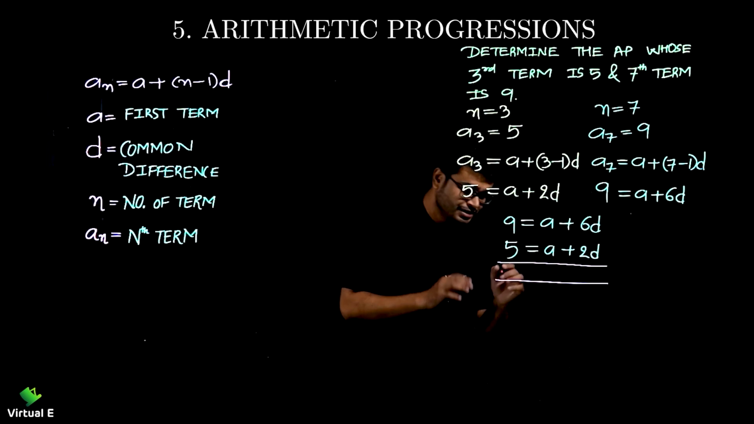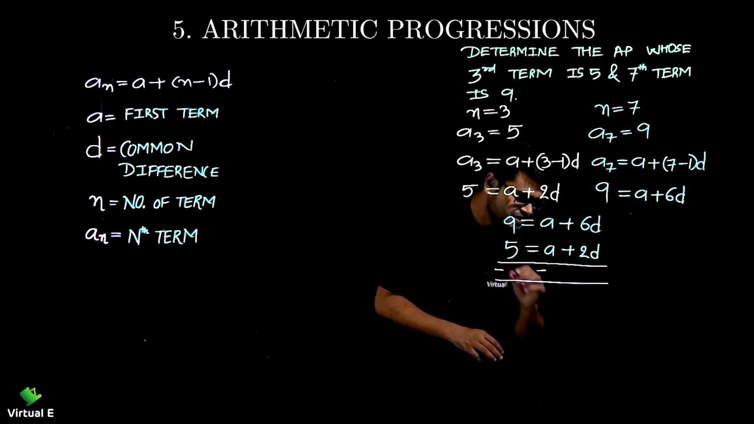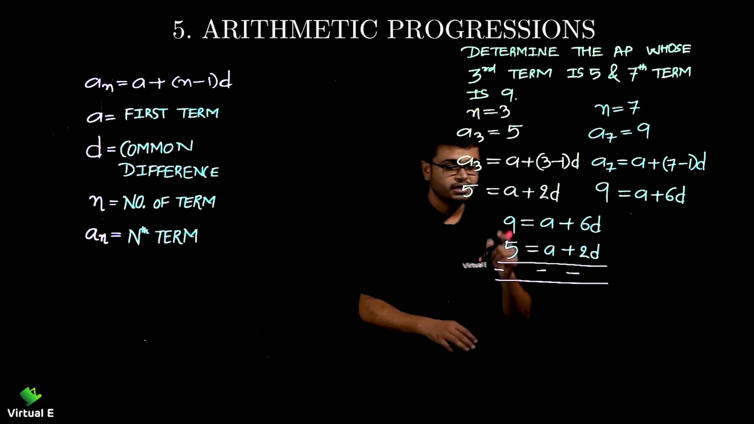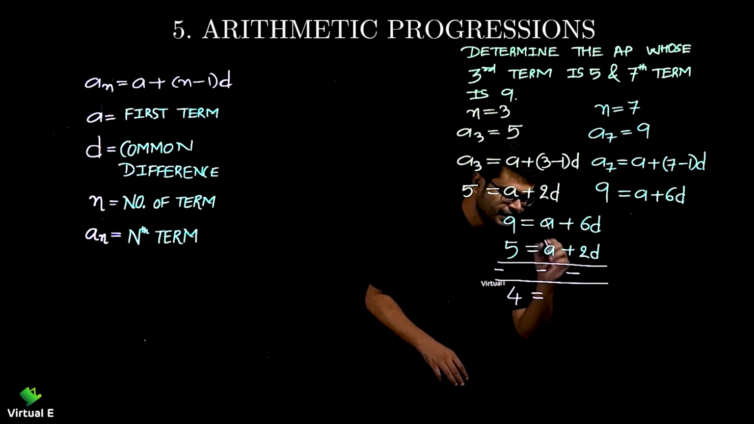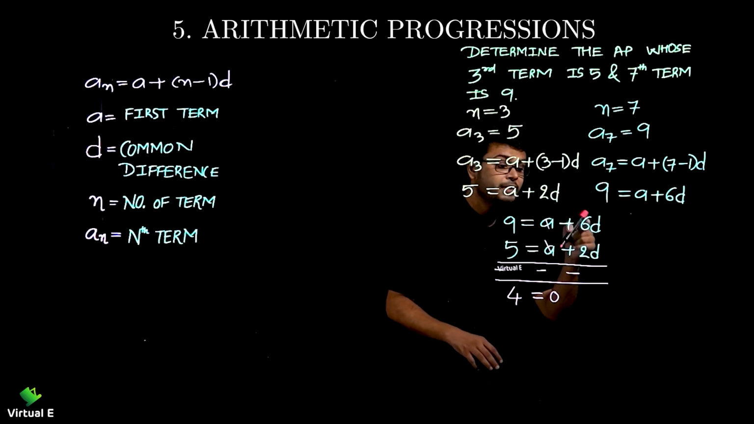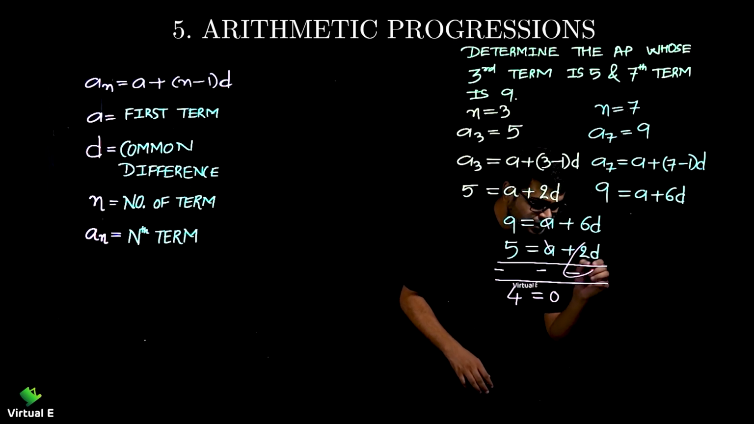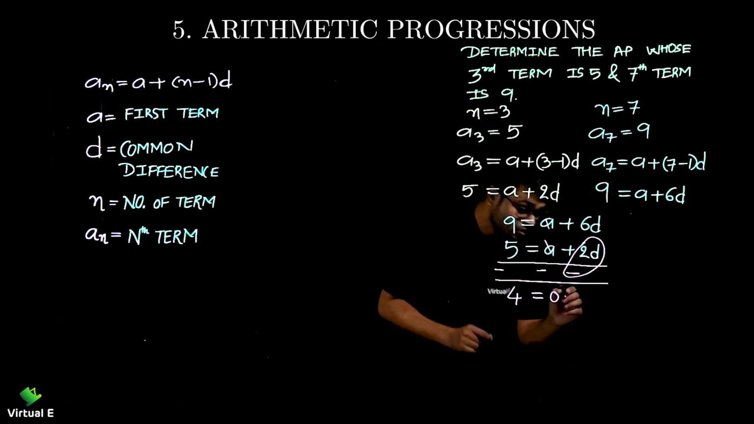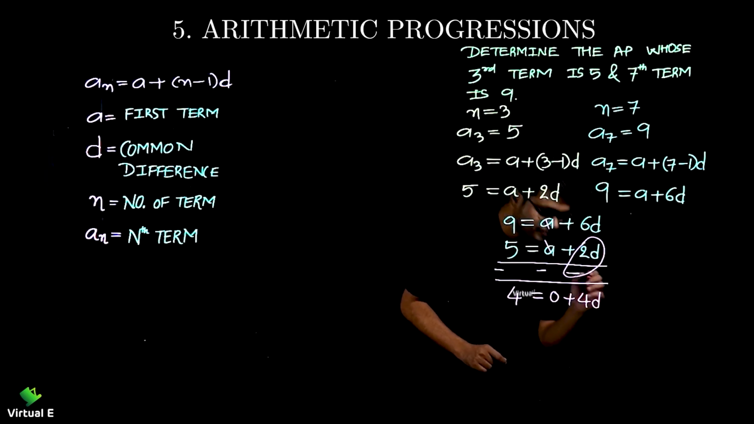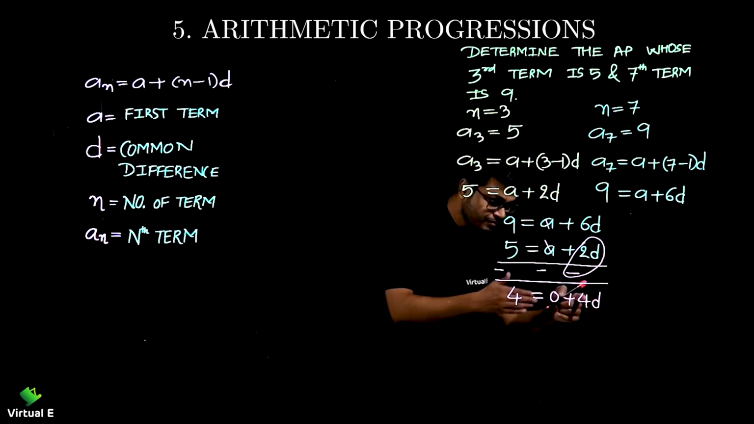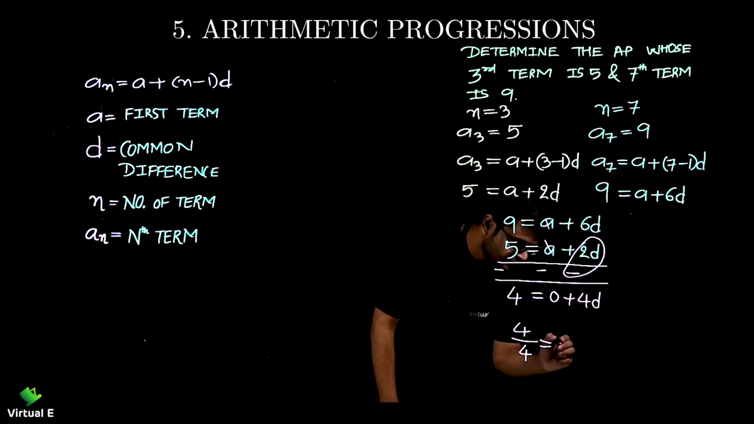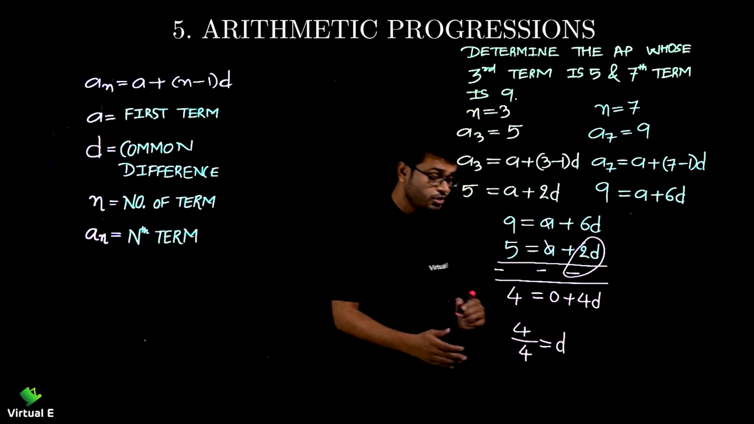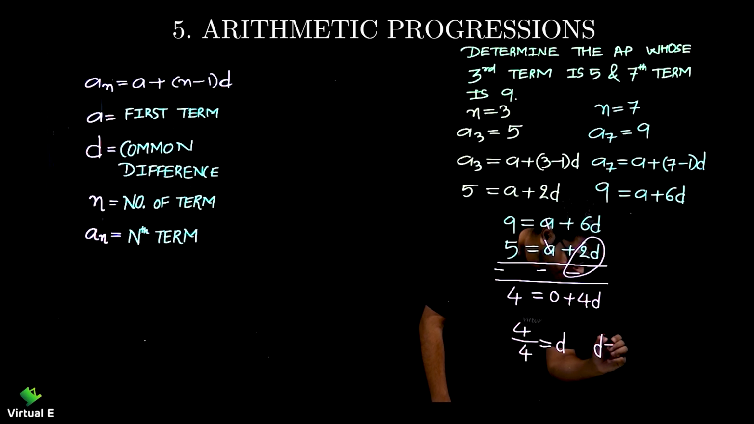So subtraction. This is minus 5. This is minus a and minus 2d. 9 minus 5, 4. Then plus a and minus a get cancelled. So 0 and plus 6d. And this is minus 2d. Remember, don't take plus 2d. So this is plus 4d. Now we need to get the value of d. So I will be taking 4 into denominator. So 4 and denominator 4 again will give you value of d. So if I do cancellation, value of d is what? 1.